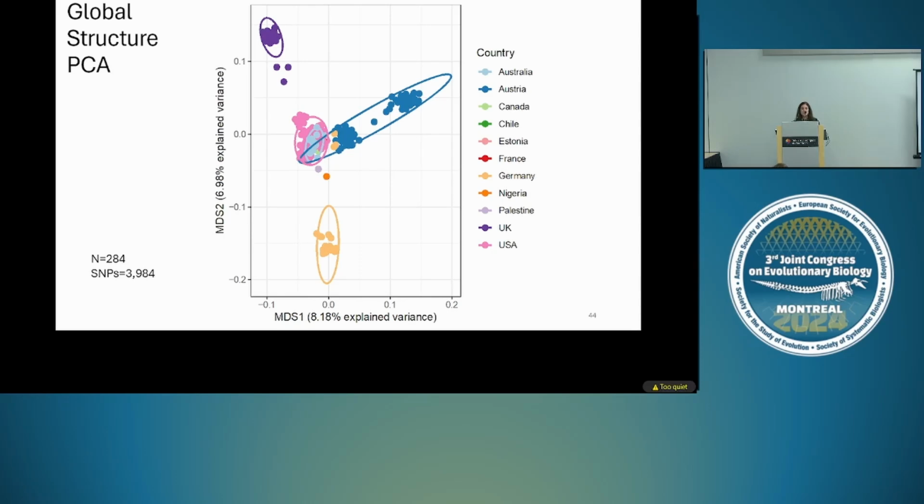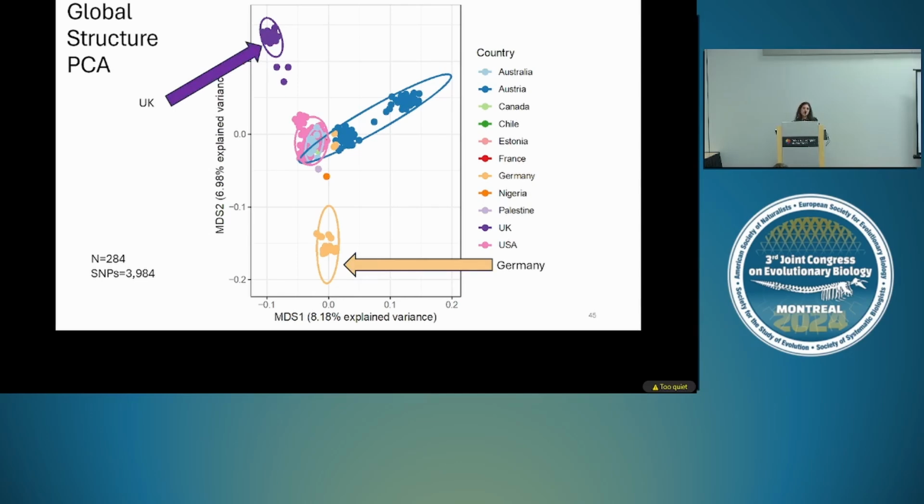So here's a principal component analysis showing population structure for the global distribution of moths. And PCA is a way to visualize genetic relatedness. So samples that are closer together are more related, and the further away they are, the less related they are, and each point represents one moth. So looking at this, we can see that there is some divergence based on geography, like looking at the UK and Germany.